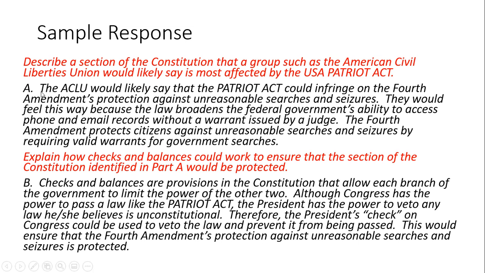So notice in this first sentence, all I'm doing is identifying a section of the Constitution. The ACLU would likely say that the Patriot Act could infringe on the Fourth Amendment's protection against unreasonable search and seizures. If I stopped right there, I have not answered this question. I did not really describe it or really even show why the ACLU would think that section of the Constitution would be affected. I've just identified it. But I have to do that first. I have to get that out there first. But I'm doing that in one simple sentence.